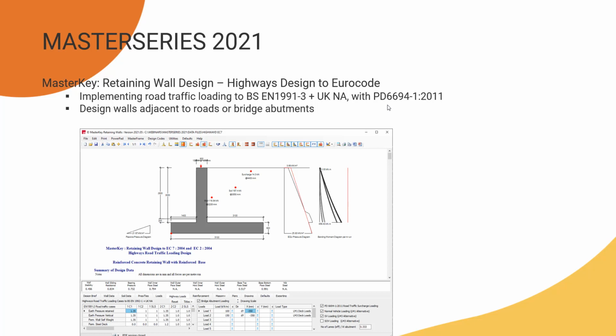Also in conjunction with that, we have our published document 6694 Part 1 that deals with UK specific recommendations on highway design of retaining walls to Eurocode. So this could be a retaining wall that is part of a bridge abutment, or it could be just a wall that's adjacent to a road surface that has traffic loading.